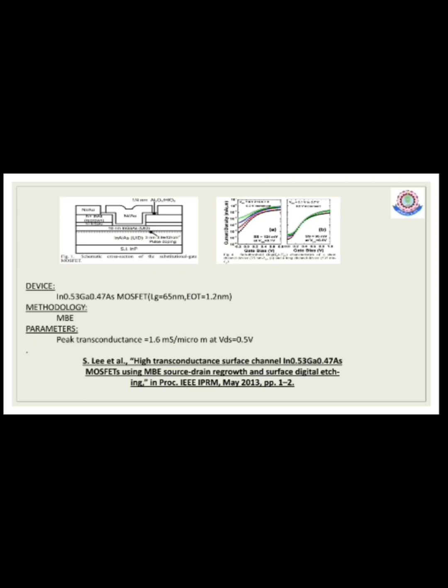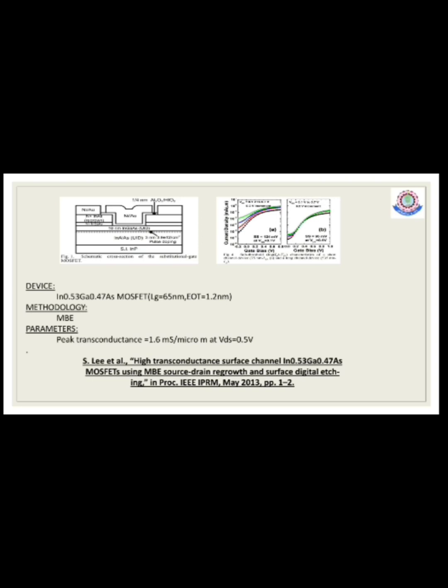This paper also deals with the same indium gallium arsenide MOSFET but with gate length 65 nanometer and EOT 1.2 nanometer. EOT refers to effective oxide thickness. This also has the same methodology, that is MBE, but it also has another process called the gate last process. Gate last process, as the name itself says, means the gate is created last, that is, the gate electrode of the MOSFET is finally created after the source and drain regions are created.